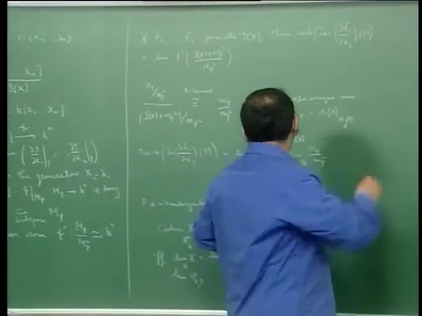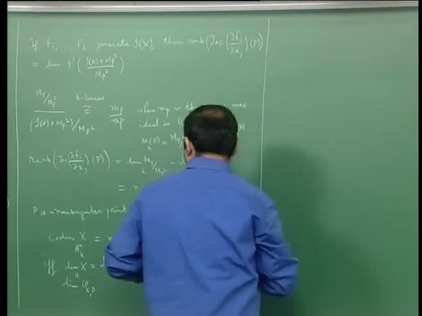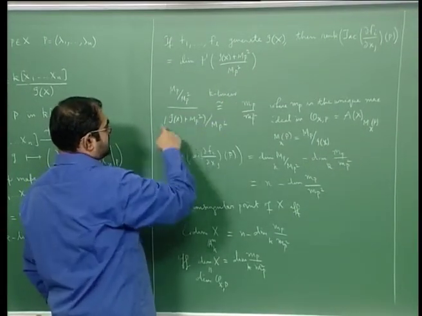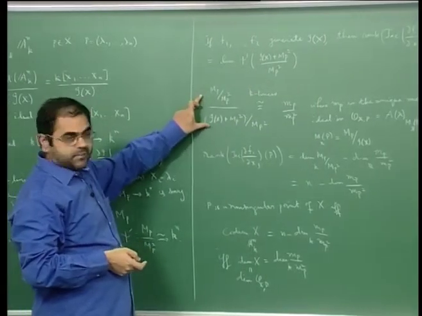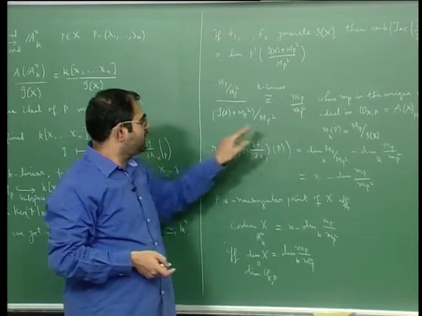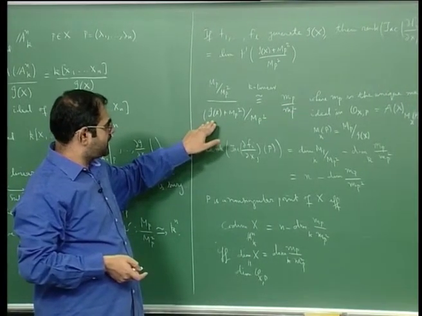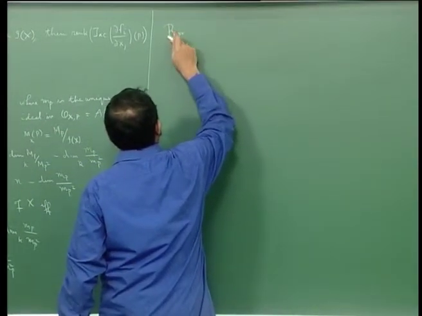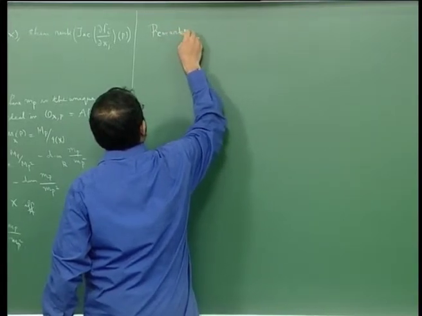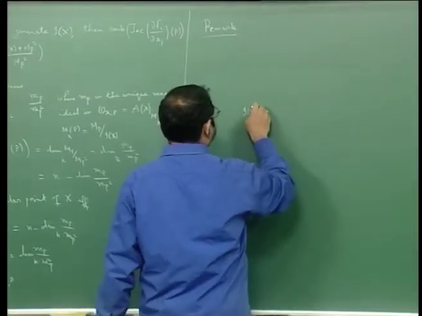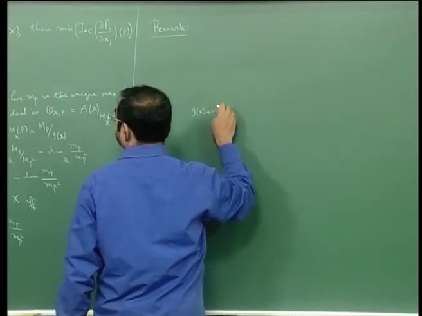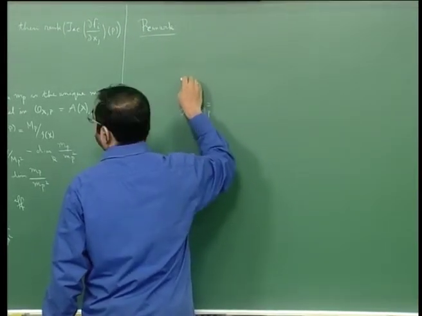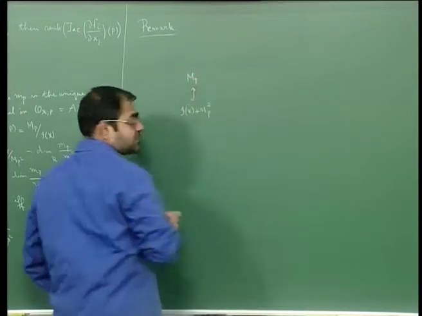So this isomorphism is something that needs to be checked. It's kind of pretty easy because, as a remark, let me tell you that you have IX plus MP squared sitting inside MP as a subspace.